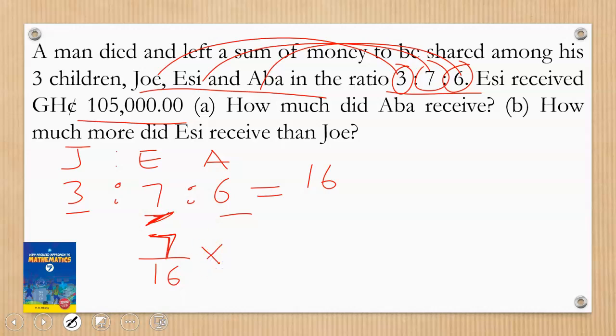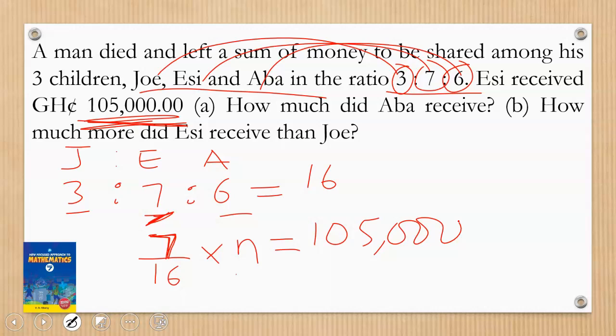Okay, now when we multiply this total fraction by the amount given, which I don't know, let me call the total amount n. Then it means that if I multiply this by n, the total amount, the result should be the amount that AC received, which is 105,000. So we make n the subject. Remember, we've done equations. So you can now simplify this by making n the subject.